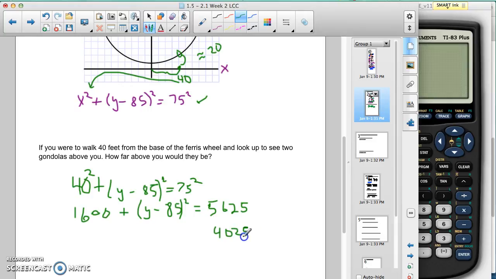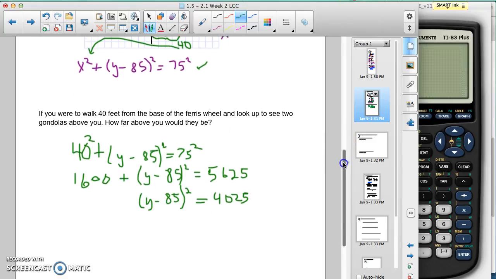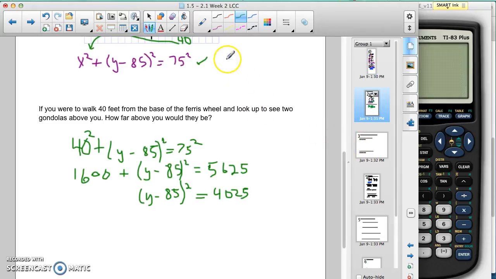equals (y minus 85) squared. Now I have two ways I can do this. I can do FOIL with this, multiply this out, which would give me a quadratic, and then I would probably have to use the quadratic formula to find the answer. But we could probably just solve this pretty readily by taking the square root of both sides.